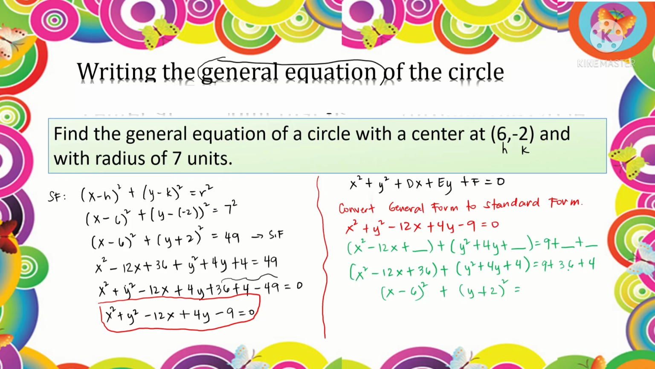Then, 9 plus 36 plus 4 is equal to 49. So, as you notice, this is the standard form of the given circle here. So this is similar. Therefore, our answer for the general form is correct.